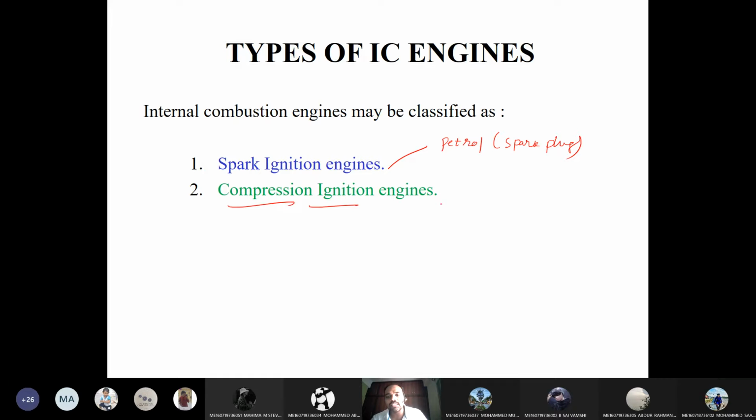Whereas in the compression ignition engine, we are using compressed air to start the combustion. That is the reason all diesel engines are called CI engines, and all petrol engines are called SI engines.